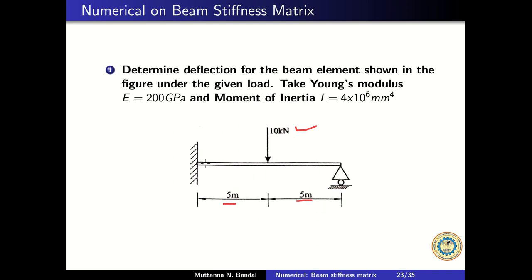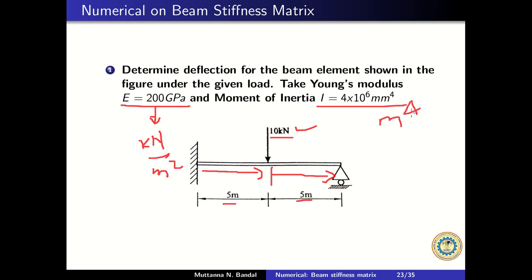So I will take them as two elements. This is one element and this is another element, which is of 5 meters length. And Young's modulus he has given as 200 gigapascal, and moment of inertia I is equal to 4 into 10 raised to 6 mm raised to 4. And also concentrate on unit consistency. So since it is in kilonewton, I will convert this into kilonewton per meter square, this into meter raised to 4.